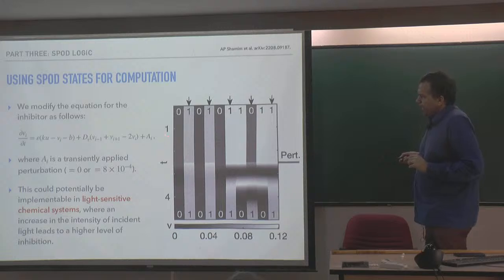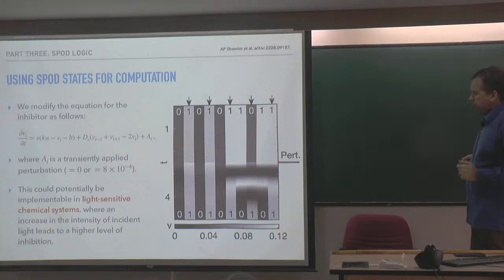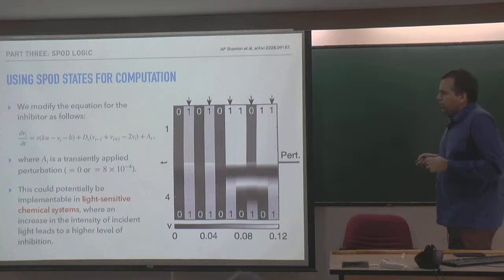The perturbation is applied as follows. In the inhibitory variable, we give a transiently applied perturbation of a fixed amplitude, and it's either 0, we don't perturb it, or we give it a fixed amplitude. In this example, we apply a perturbation for a very short duration, and this is the output that we obtain. So we go from this particular spot state to another spot state. We thought this could potentially be implementable in light-sensitive chemical systems, where increasing the intensity of incident light at a particular site could lead to a higher level of inhibition. So maybe this is something that could be done in practice as well.